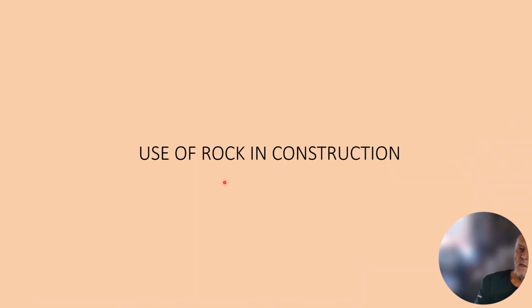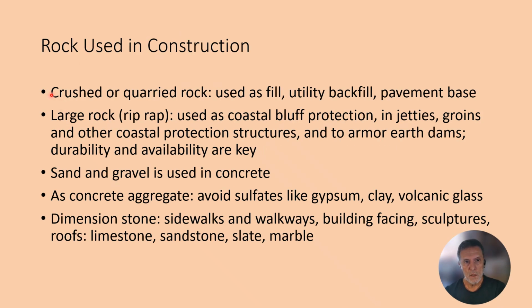How do we use rock in construction? Various ways. We can use crushed or quarried rock. Here in San Diego, we have a coastline, so we use a lot of large rock, and we call it riprap, to protect coastal bluffs. We have a lot of very steep, very high sandstone coastal bluffs, so we can armor some of these bluffs by placing large rock against them. We can build jetties and groins and coastal protection structures. It has to be very durable and very available.